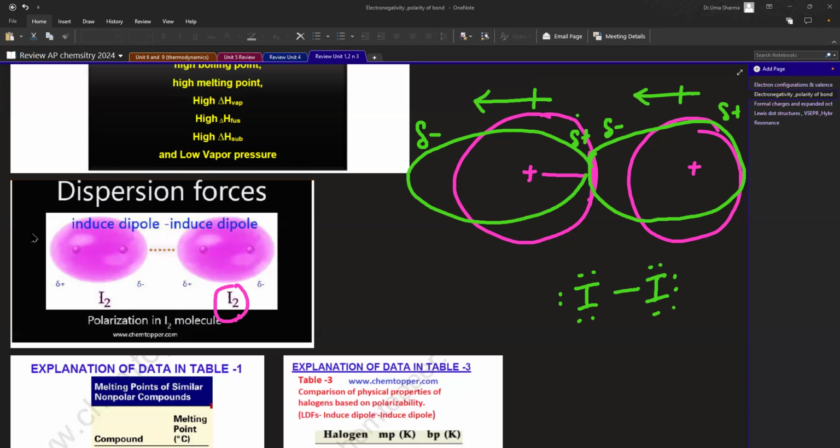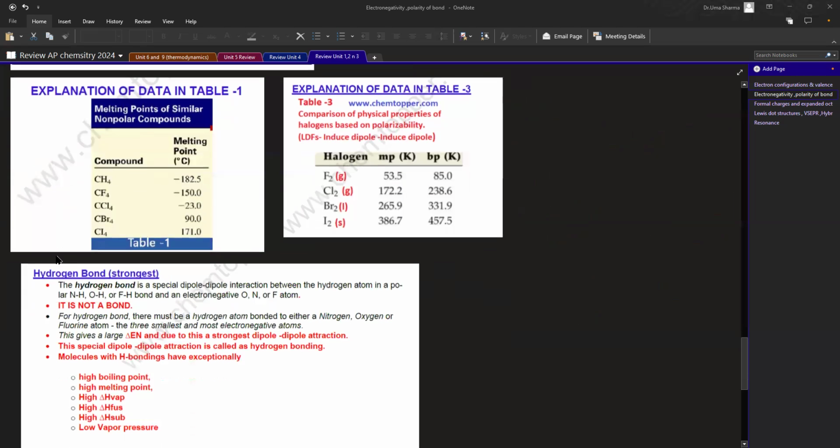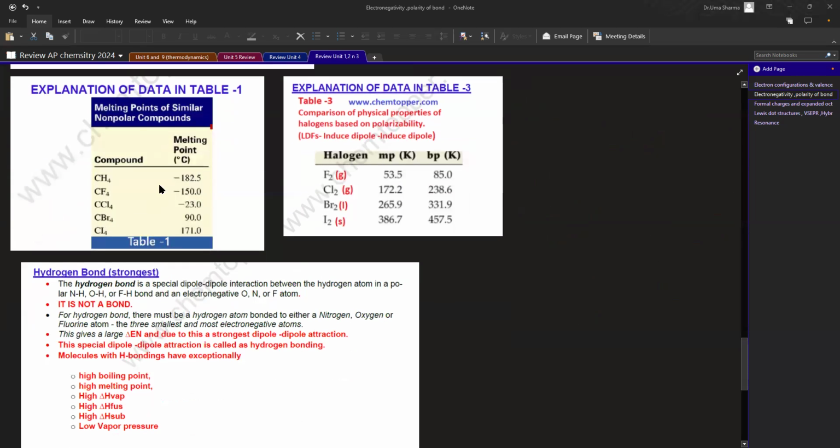So can you answer this question here? All these molecules are non-polar. I'm giving you the information, it's written here. So why is this melting point increasing? Explain. Once it is said that they are non-polar, then what kind of attractive forces do they have?